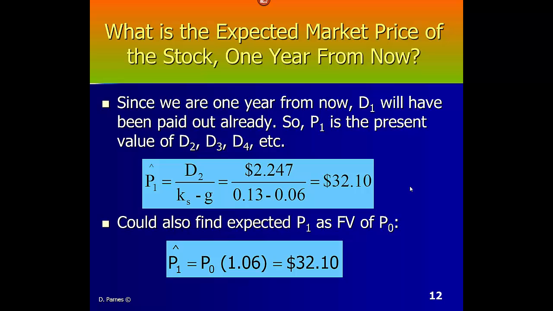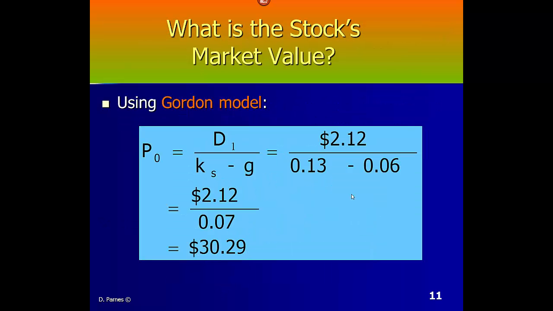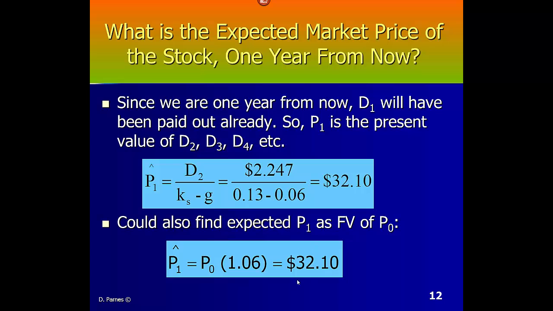Remember that the Gordon model says that G is the growth rate for the entire company, for the earnings, for the dividends, and also for the stock. What it means is that there is a stock price appreciation here. By how much? By the same growth rate of 6%. Right now, the stock is evaluated at $30.29. A year from now, the stock should go up and become $32.10, and that's because it is a stock price appreciation of 6%, the growth rate G.